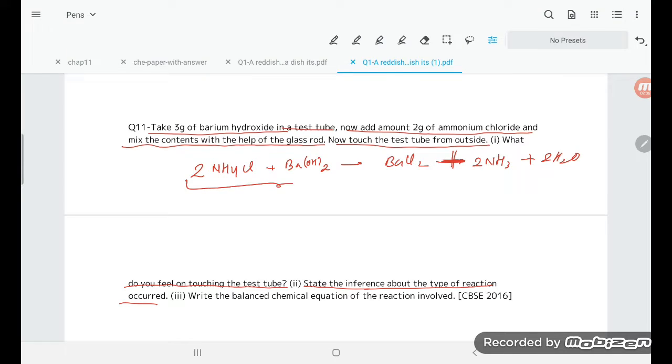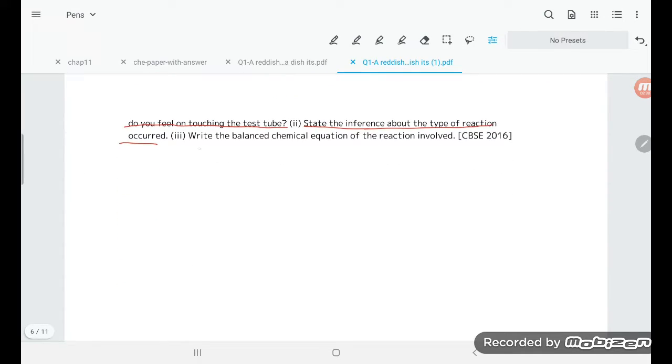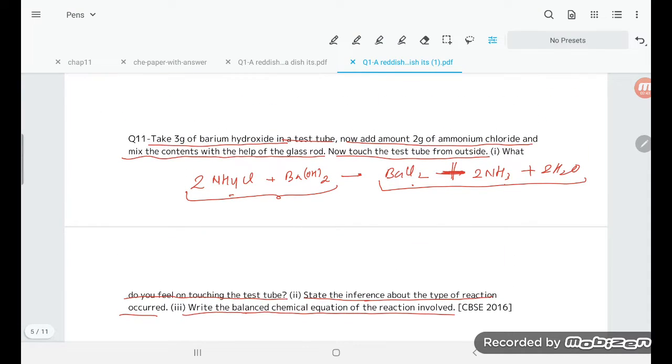Now it is a type of decomposition reaction. It is not a displacement reaction because 2 molecules are breaking into 3, so this can be a decomposition reaction. Here NH4Cl is splitting into barium chloride and ammonia, right? So this is a decomposition reaction, nothing else can be the answer. So write the balanced chemical reaction, that is the correct answer I told you.